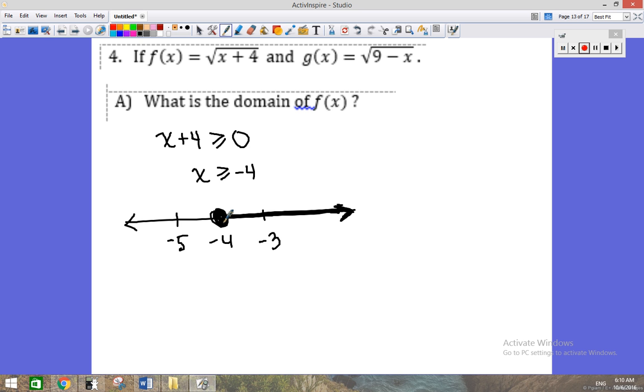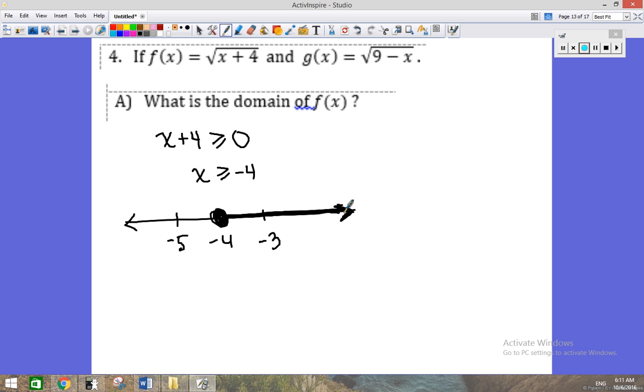But when I plug in numbers that are to the left of negative 4, a number like negative 5, I have the square root of negative 5 plus 4. Negative 5 plus 4 is negative 1, and the square root of negative 1 is i, with complex numbers. We haven't worked yet with complex numbers. You've seen them before, but we're working within the set of real numbers when we work with these functions. So that's why it's not in our domain.